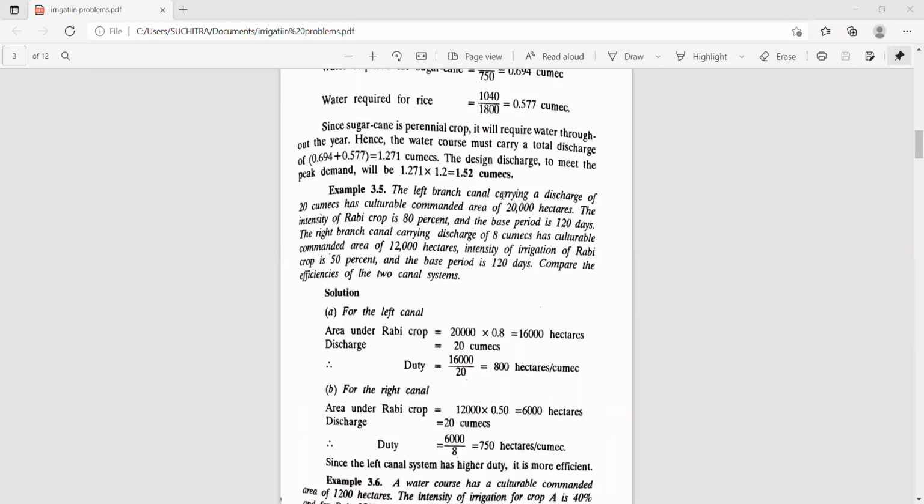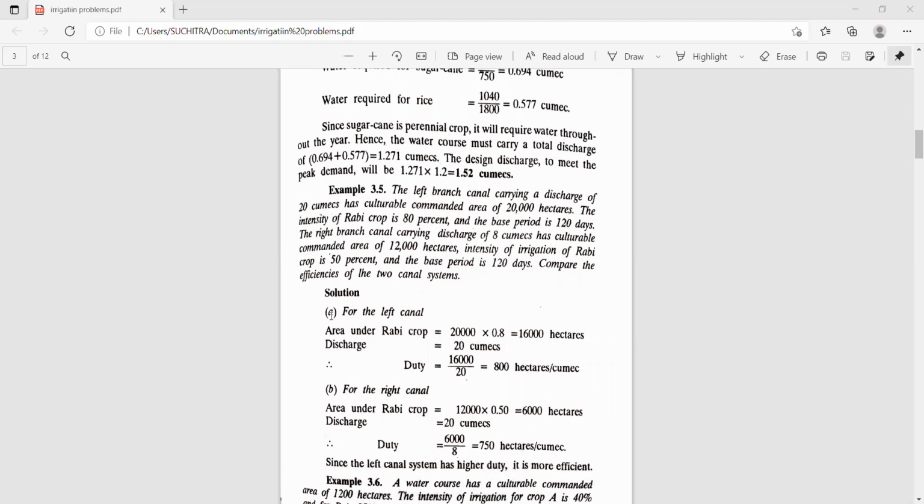That is, the left bank canal carrying a discharge of 20 cubics has a culturable commanded area of about 20,000 hectares. The intensity of Rabi crop is 80% and the base period is given as 120 days. And the right bank canal carrying a discharge of about 8 cubics has a culturable commanded area of 12,000 hectares, and the intensity of irrigation for Rabi crop is 50% and the base period is the same, 120 days. Compare the efficiencies of the two canal systems, whether the right bank canal is more efficient or the left bank canal is more efficient.